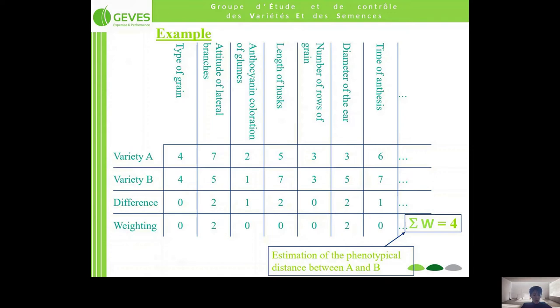Now, if we look at the characteristic length of husk, the difference is the same, it's 2. But this time there is no weighting associated to this difference because the crop expert considered that the characteristic length of husk is less reliable than the characteristic attitude of lateral branches. Finally, the addition of weightings gives an estimation of the phenotypical distance between the two varieties A and B.